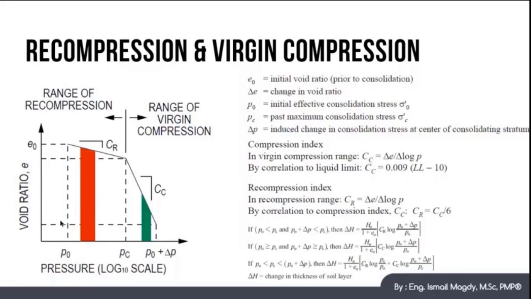Third case would be if the initial pressure is less than the past maximum pressure and the final pressure is higher than past maximum pressure. In this case, the range of pressure will be here, which is divided between both recompression zone and virgin compression zone, and the delta H value will be calculated from the following equation, which is delta H equals H naught over 1 plus e naught multiplied by Cr log Pc over P naught plus Cc log P naught plus delta P over Pc. So now let's have an example on this.